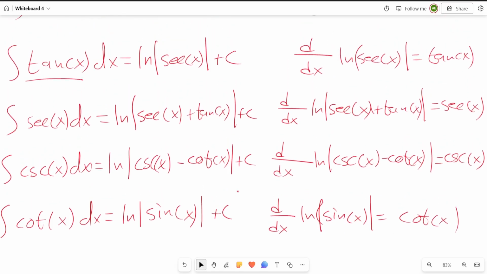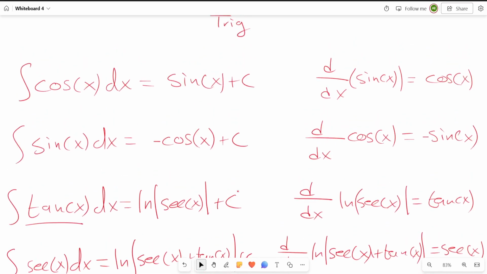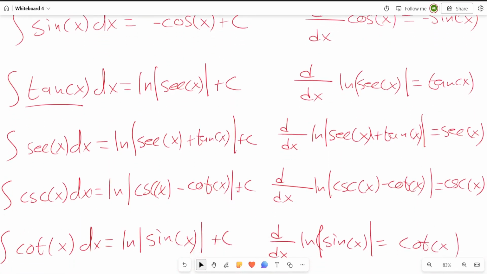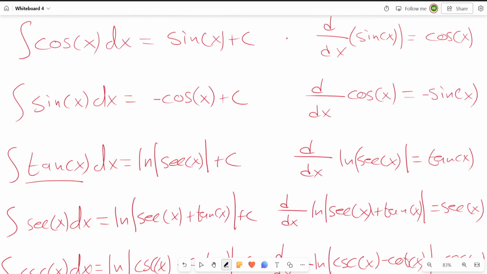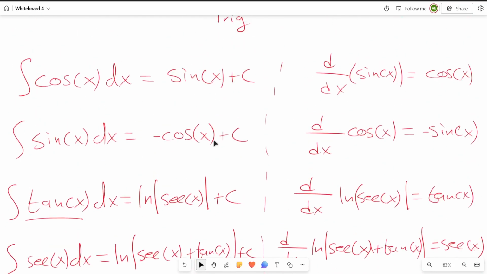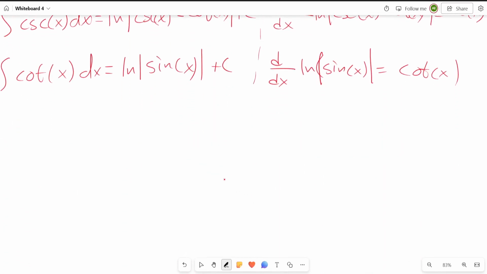So these are the usual 6 trig functions that when we differentiate we get, when we integrate we get their answers. So let me just do a split between integration and differentiation. These are the integrations of the 6 trig functions. Now we can look at the differentiation of tan of x, which is equal to secant squared of x.